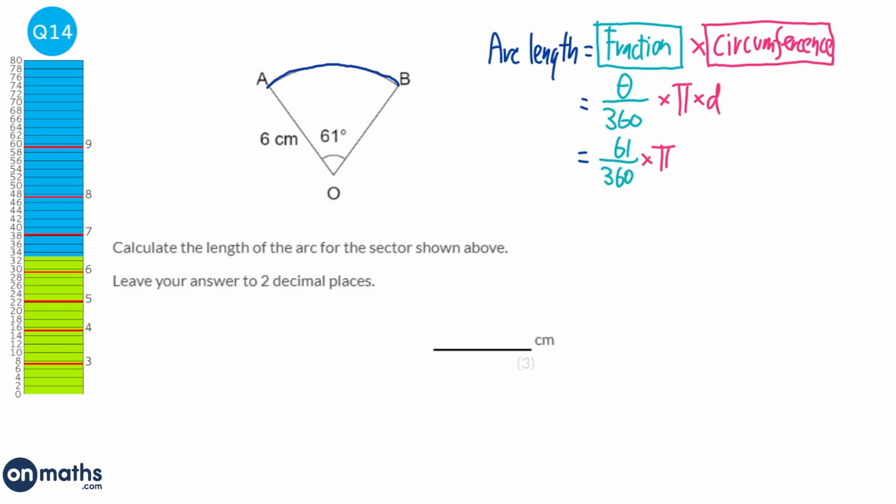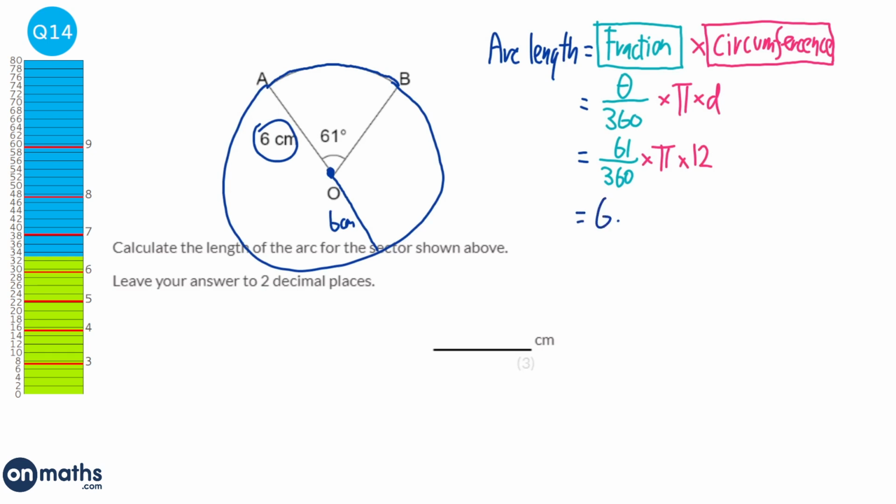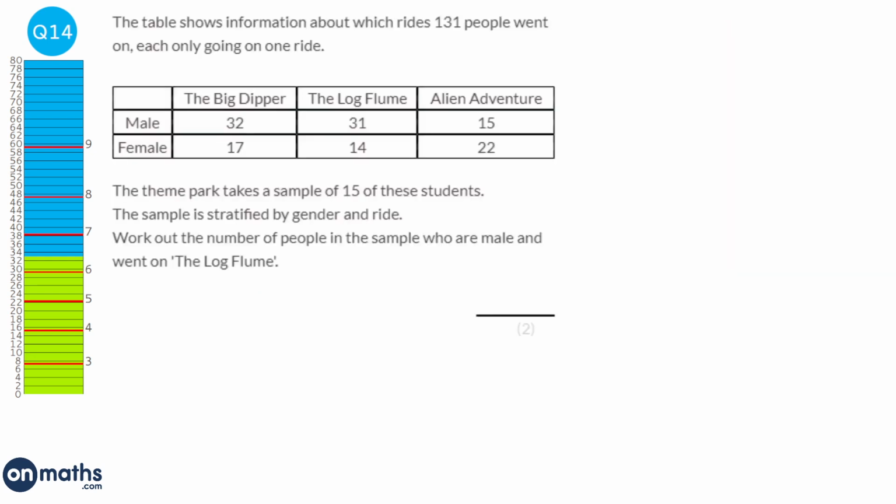Now the diameter, if you imagine that the circle is all the way around, so it's a full circle, you can see the 6 centimeters here is the radius. So if we carry that on, there'll be another 6 centimeters here, so the diameter will be 12. Just 2 lots of the radius. Type that into a calculator and we get 6.387, blah blah blah. And it says it wants it to 2 decimal places, so when we round that it comes to 6.39.